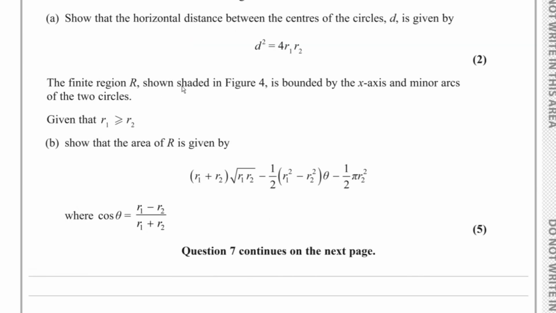The finite region R, shown shaded in figure 4, is bounded by the x-axis and minor arcs of the two circles. And given that R1 is greater than or equal to R2, for part B we have to show that the area of R is given by R1 plus R2 times the square root of R1 R2 take away a half times R1 squared take R2 squared theta take away a half pi R2 squared, where cos theta equals R1 take R2 over R1 plus R2.